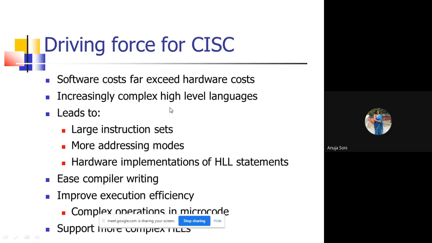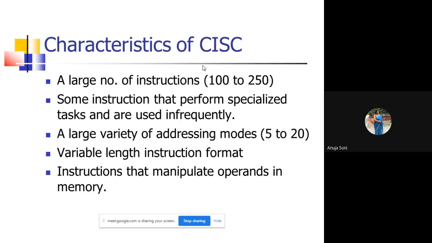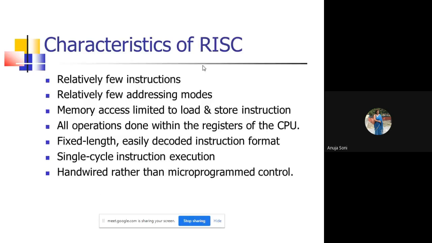Because its architecture is complex, it supports a large number of instruction sets and more addressing modes, and that's why it also supports high-level programming languages. Easier compiler writing, improved execution efficiency, complex operations in microcode: the day-to-day systems that we are going to talk about basically come under the category of CISC. And RISC is basically what existed initially when systems were introduced; for the basic computer we can talk about, that was RISC based. Even prior to that, it was RISC based.